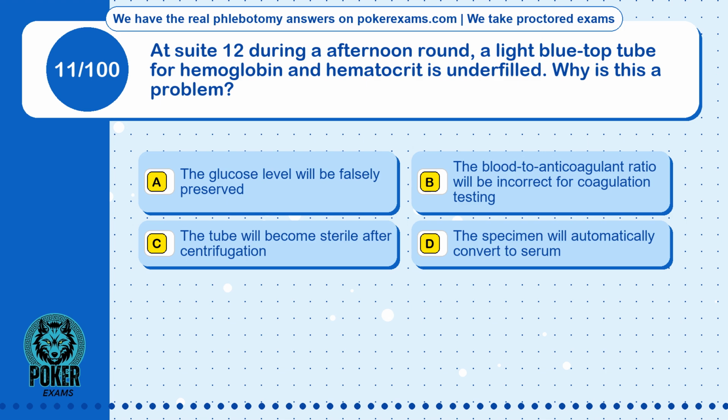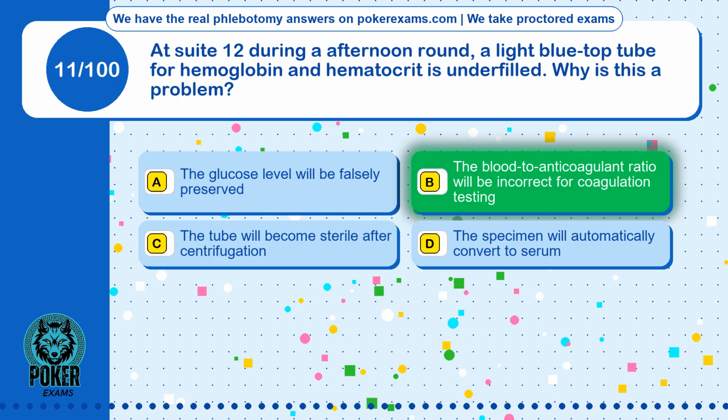Question 11. At Suite 12 during an afternoon round, a light blue top tube for hemoglobin and hematocrit is underfilled. Why is this a problem? Option A. The glucose level will be falsely preserved. Option B. The blood to anticoagulant ratio will be incorrect for coagulation testing. Option C. The tube will become sterile after centrifugation. Option D. The specimen will automatically convert to serum.